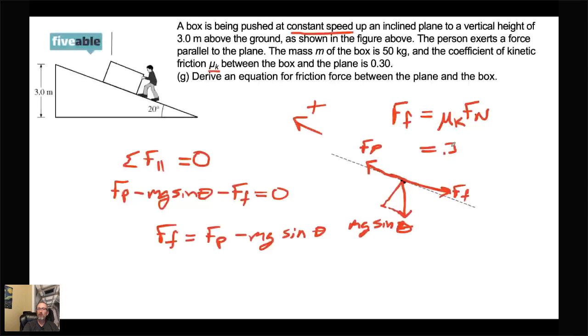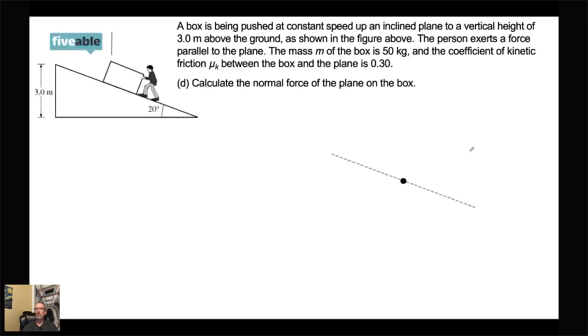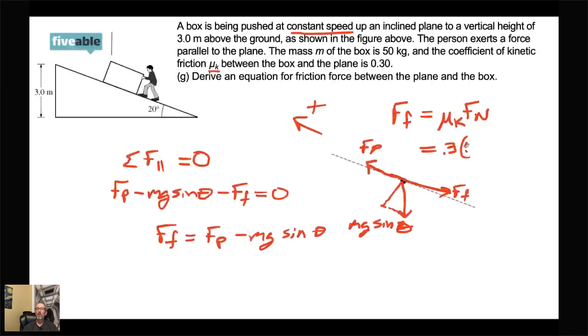We know the normal force is 469.8. So for this one, we're going to put in 469.8. So 0.3 times our normal force will be equal to the force of friction. So I'm going to go ahead and do that. 0.3 times 469.8 gives me 141 or 149.4, but let's just do 141 newtons. So there is our force of friction.